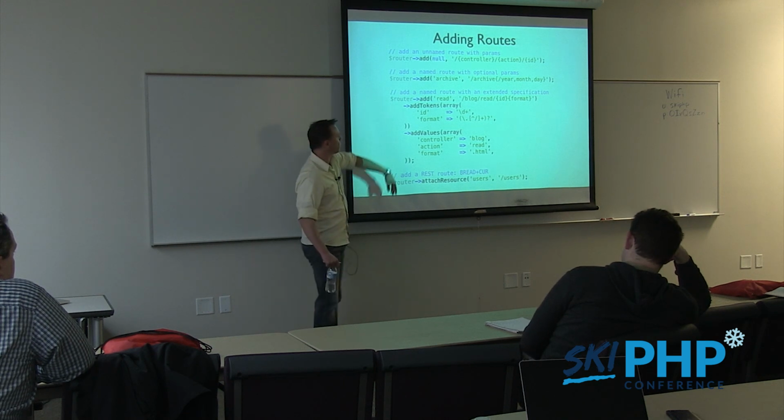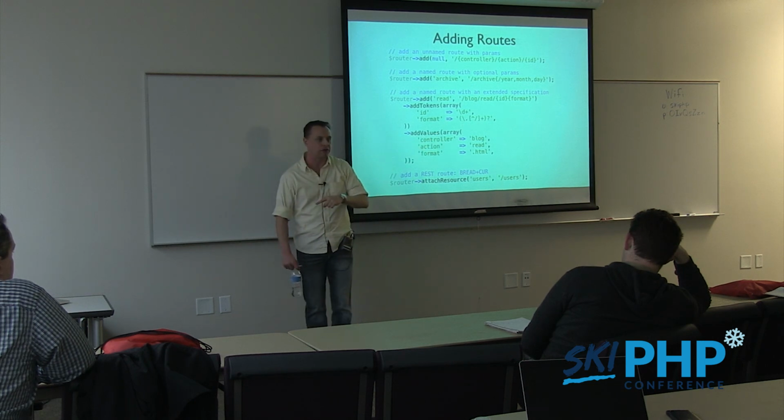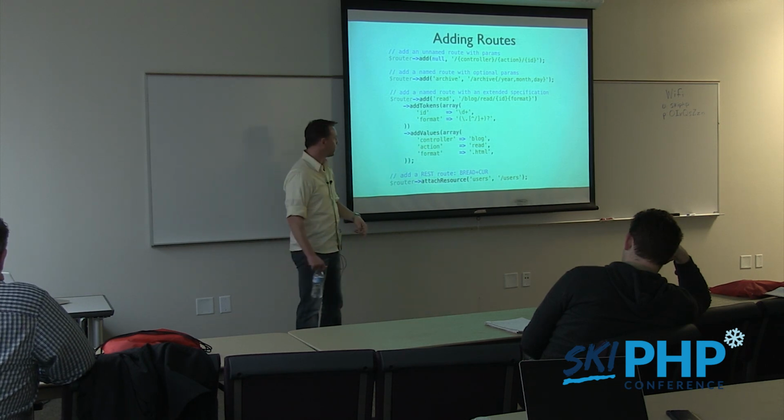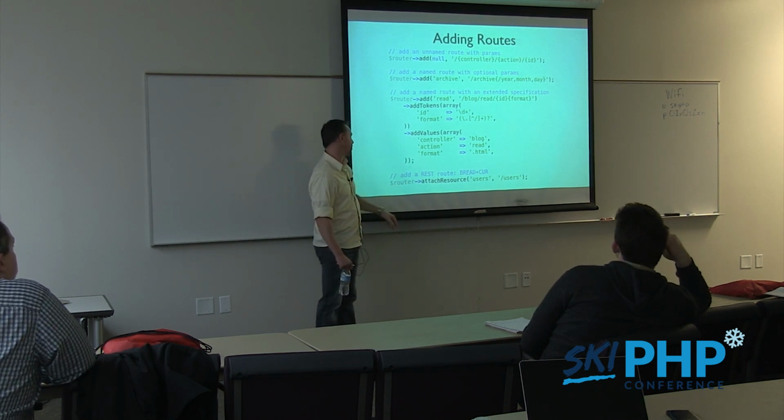This is a more complex setup where we say, blog read ID format, but ID has to be digits only, and format has to be anything with a dot after it, optionally, is the question mark. Regular expressions are your friend in this kind of thing. And the base values here are blog read.html.